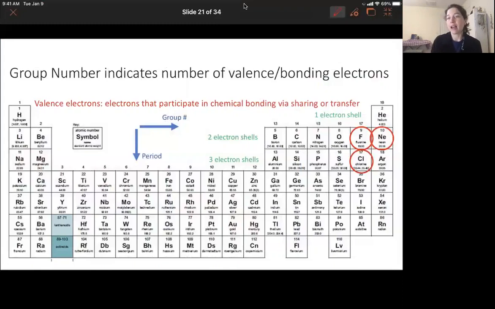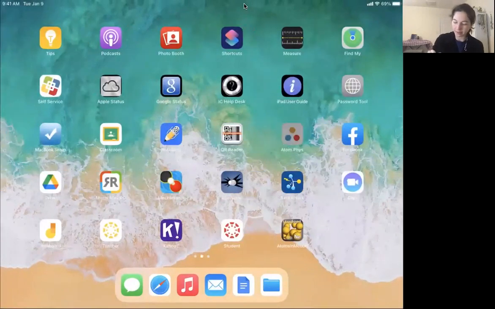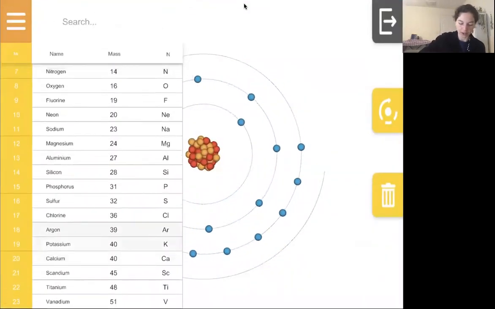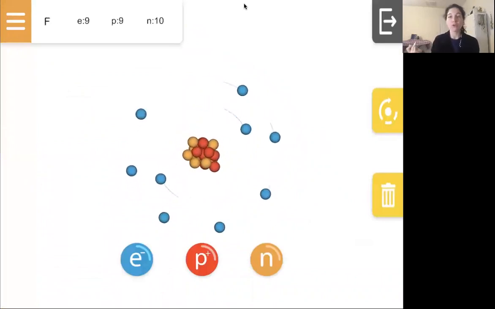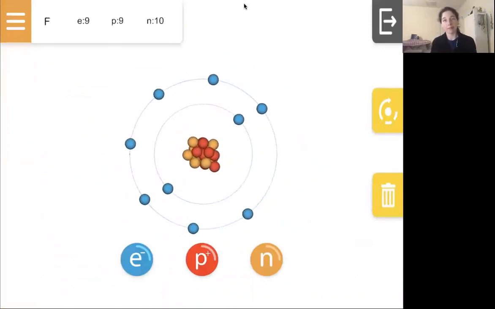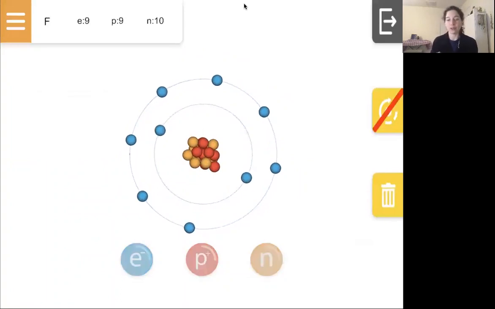So let's take a look here at fluorine. Let's go in here to fluorine. All right, so fluorine on our periodic table was in group 7. Let's see how many electrons are in its outer shell. If you can count here, we've got 1, 2, 3, 4, 5, 6, 7 in the outermost shell. You'll notice there's 2 more on the inside. So on the periodic table, fluorine has 9 protons. It's number 9 on the periodic table, which means it has 9 electrons, but it only has 7 in the valence shell, in the outermost shell.